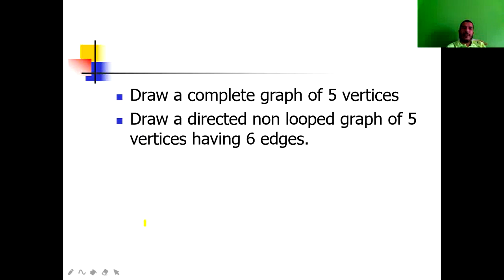Now I have a few assignments here. You are supposed to draw a complete graph of 5 vertices. If you don't know what a complete graph is, go back to the video and see. Next, draw a directed, non-looped graph, meaning it doesn't have a loop, of 5 vertices, but having only 6 edges. Do this part.